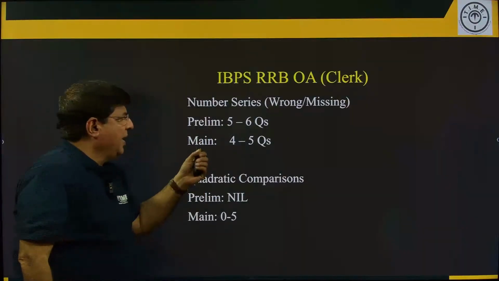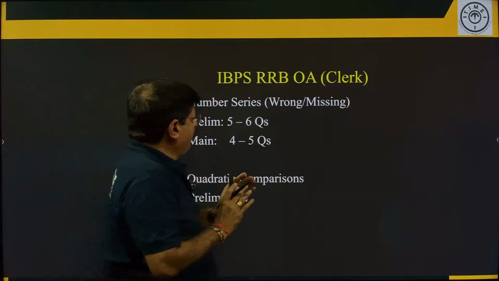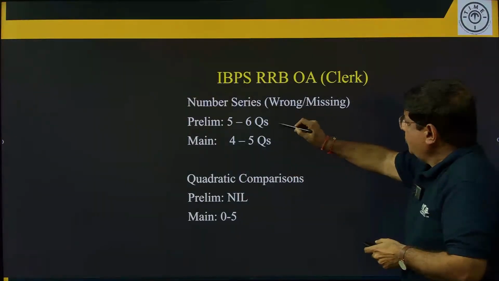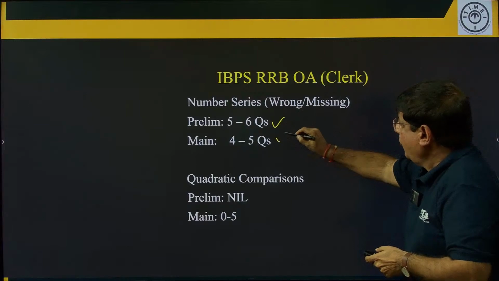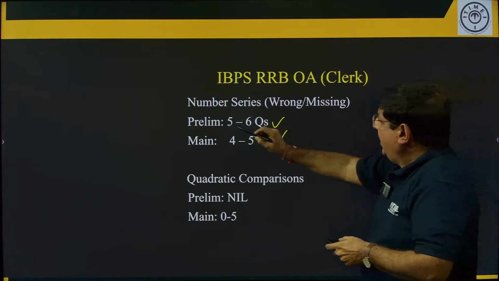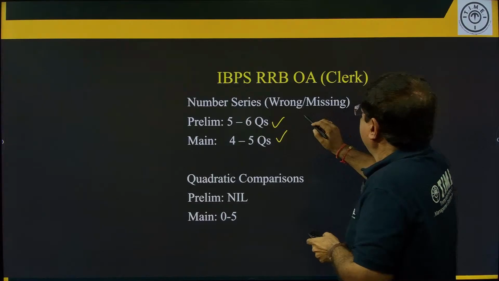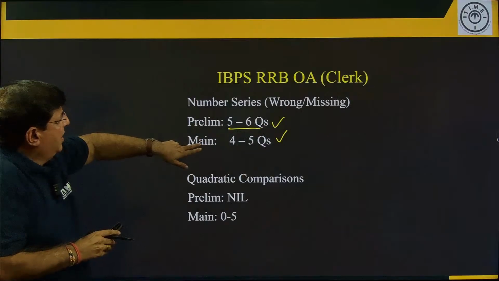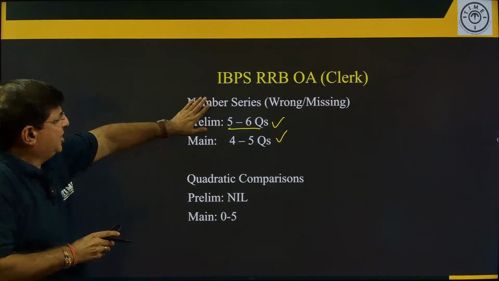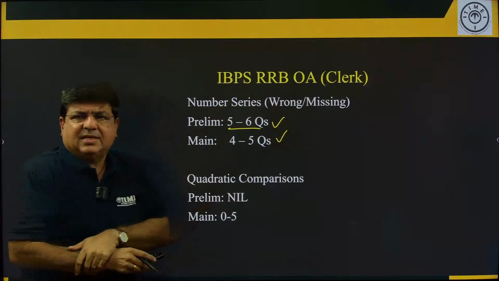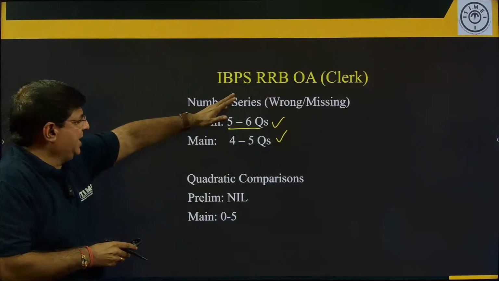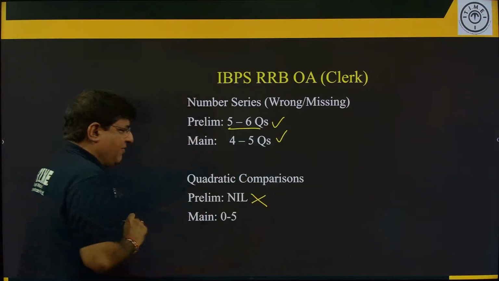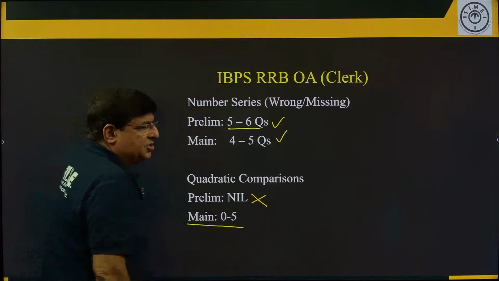Let's go to the next area, number series. Number series is important for both prelim as well as mains. In prelims, 5 to 6 questions, and in mains, about 4 to 5 questions. In prelims, generally missing number series is asked, and in mains sometimes missing and sometimes a wrong series may be asked. Quadratic comparison: in prelim, no questions have been asked, and in mains it is about 0 to 5 questions.